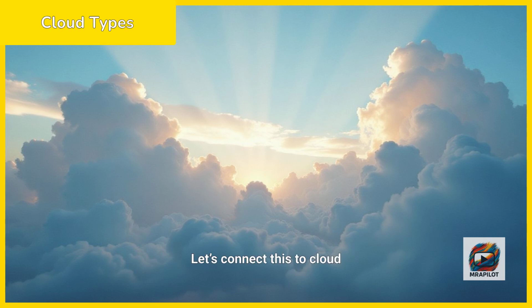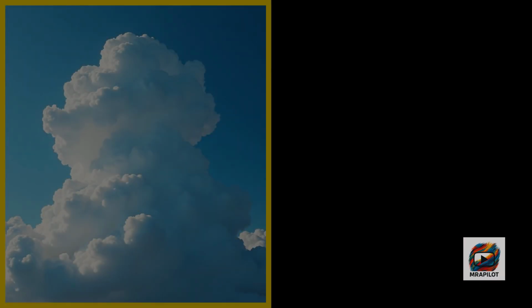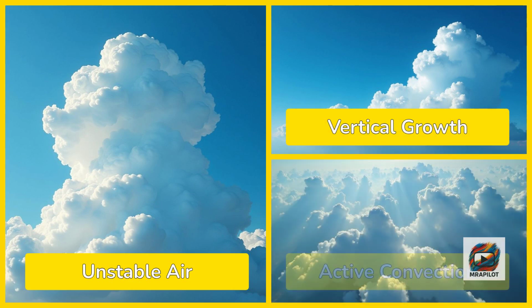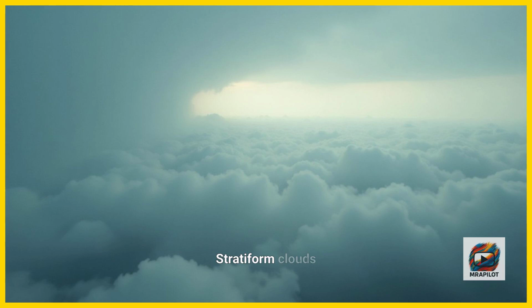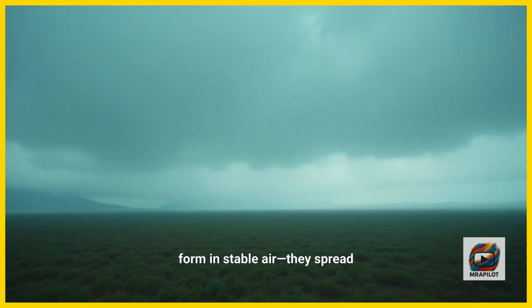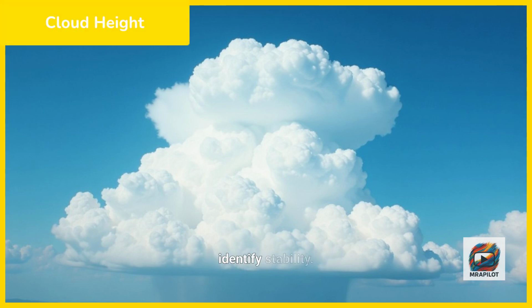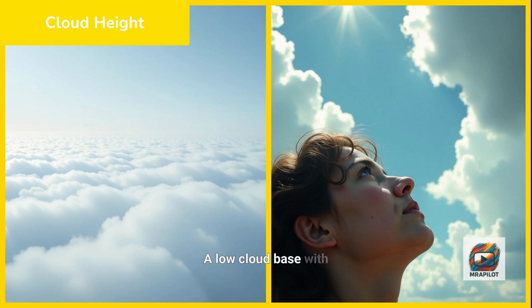Let's connect this to cloud types. Cumuliform clouds form in unstable air, they build vertically and indicate active convection. Stratiform clouds form in stable air, they spread horizontally and often bring drizzle, fog, or steady rain. Cloud height also helps identify stability. A low cloud base with rapid vertical development often indicates unstable air. A high, flat cloud base with broad coverage points to stable or layered air. The visual cues are there, you just have to read them.